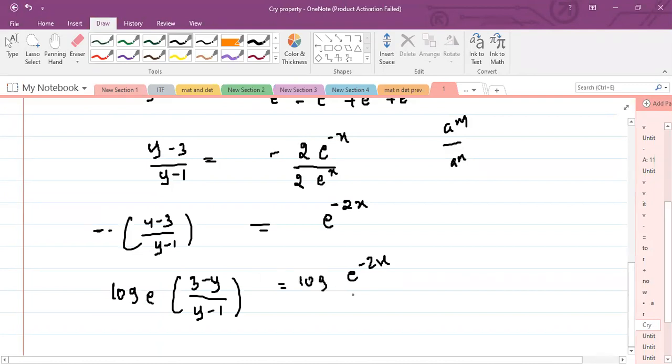Then by properties of logarithm, this is minus 2x into log of e to the base e. Therefore, here it will be log of e of (3 minus y) divided by (y minus 1).